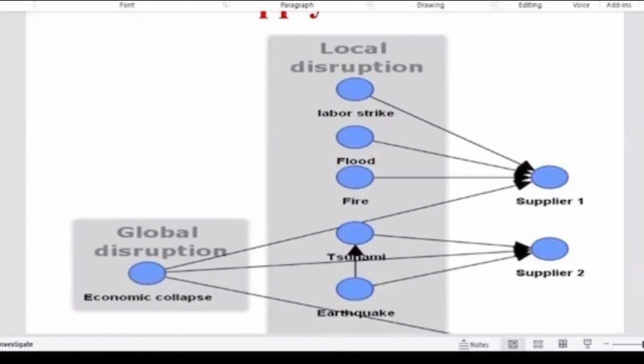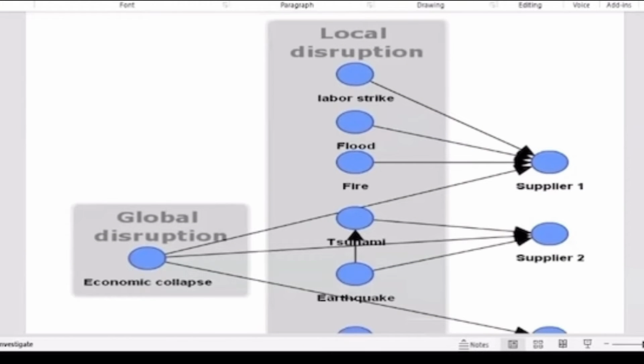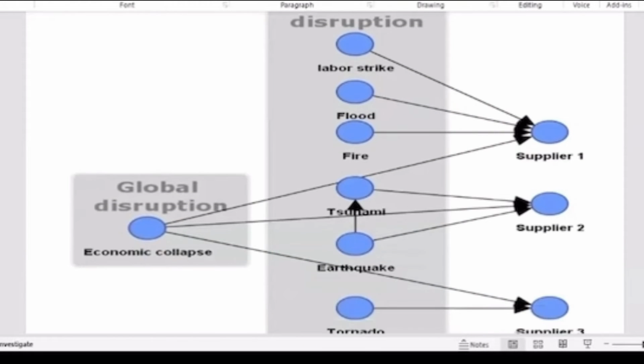Now, if you take a look at supplier one, what affects supplier one? Labor strike, flood, and fire. And not only that, supplier one also affects economic collapse globally, because Japan's economy also has an impact on the world. Now this is a graphical structure where the knowledge of probabilistic graphical models can actually be used. Take a look at that.